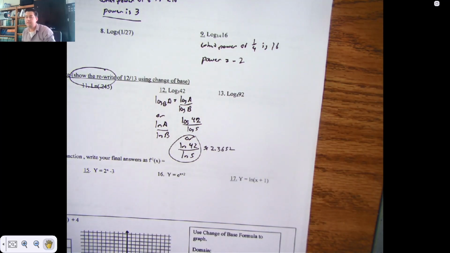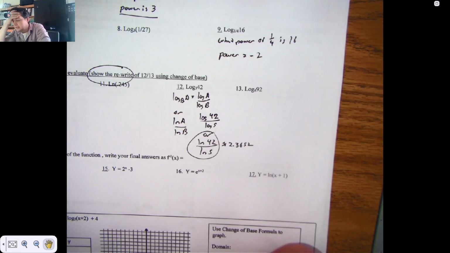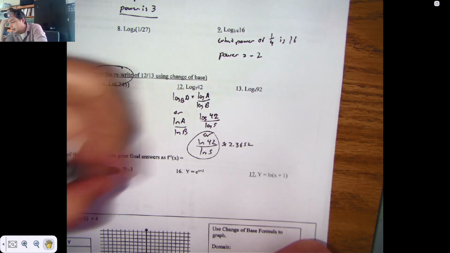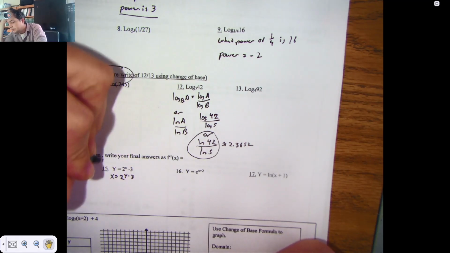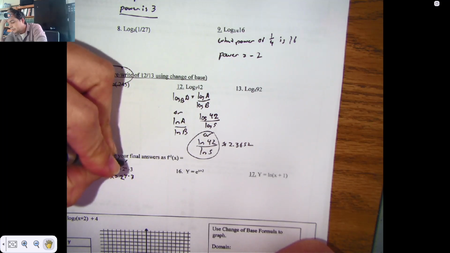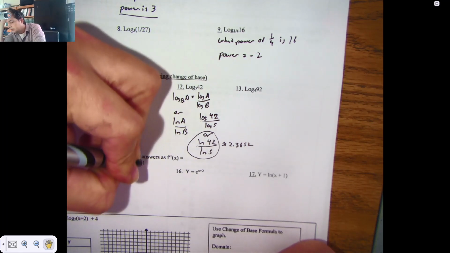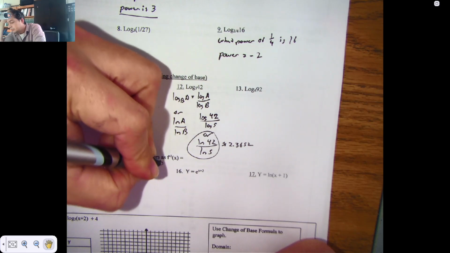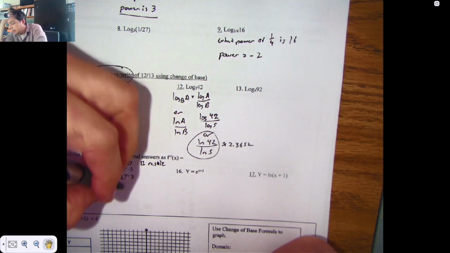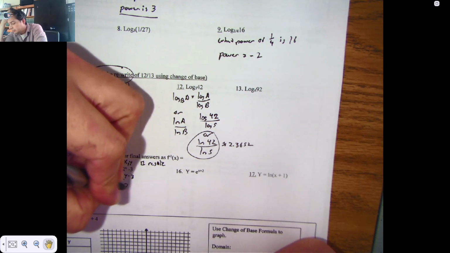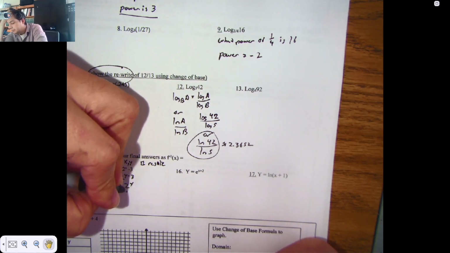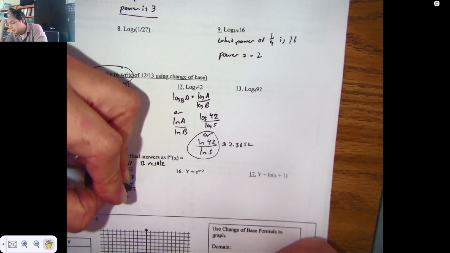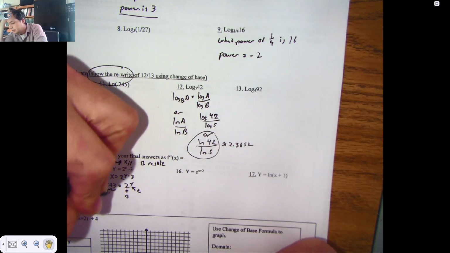Let's see, up here we have inverses. So find the inverse of the function. Write your final answer as f to the negative first. And the first rule in writing inverses is to swap x and y. That's what we do. We swap x and y, and then we resolve. So I'm going to add 3. Now I'm going to identify pieces. This is my base, this is my exponent, and this is my argument.